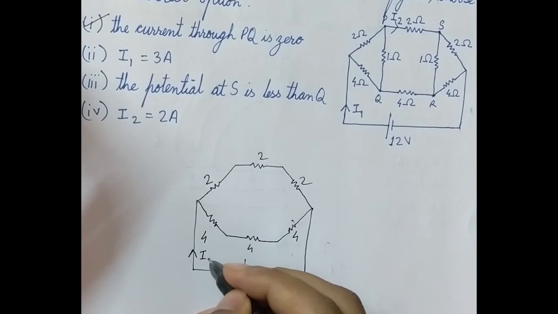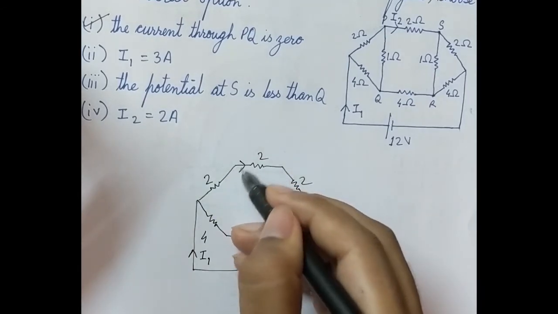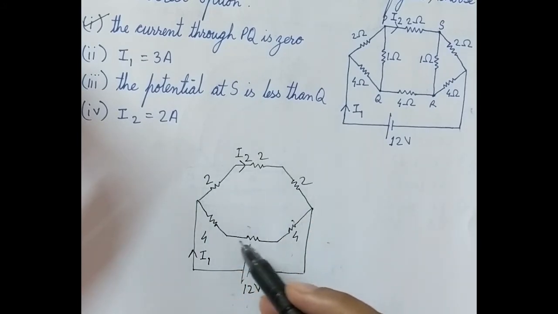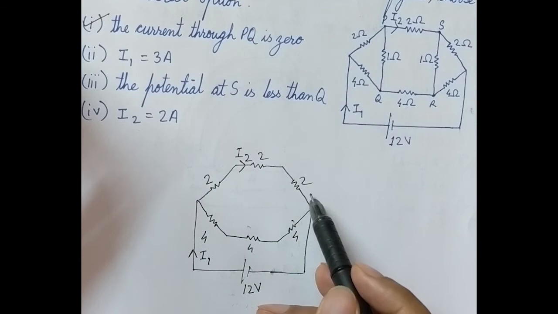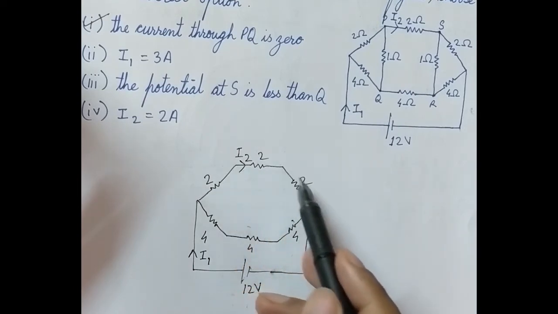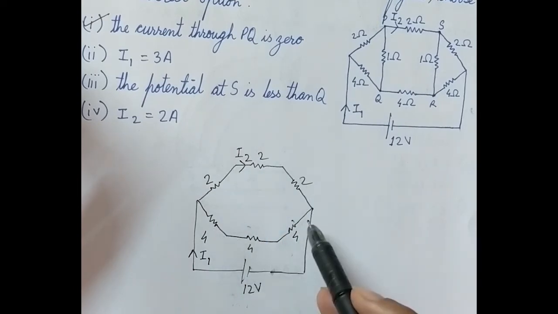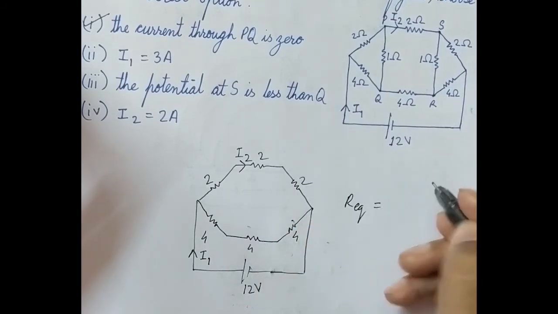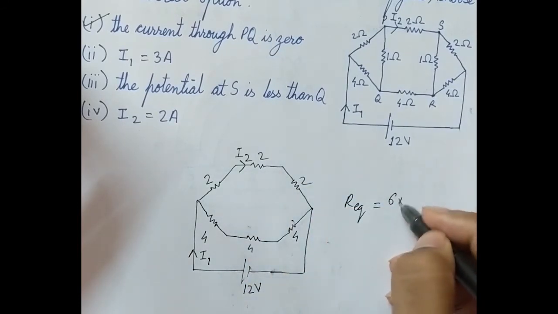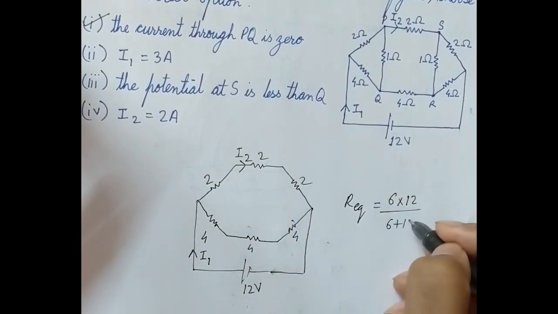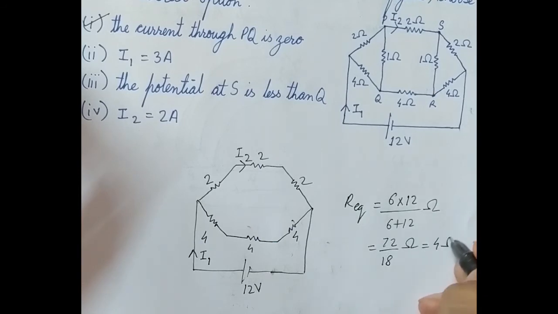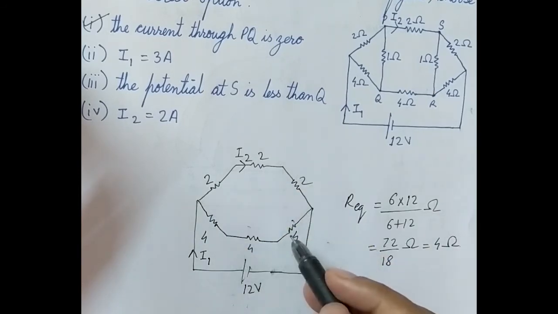I need to find this current I1 and I also need to find this current out here I2. To find I1, I need to find the equivalent resistance of this entire combination. You have 2 resistances in parallel, so the equivalent resistance of this in series is 6 ohm and of this in series is 12 ohm, 4 plus 4 plus 4. So in parallel, the equivalent resistance would just be 6 ohm from the top wire into 12 divided by 6 plus 12. That would give you 72 divided by 18 ohms, that is 4 ohms. So the equivalent resistance of this entire combination is 4 ohms.